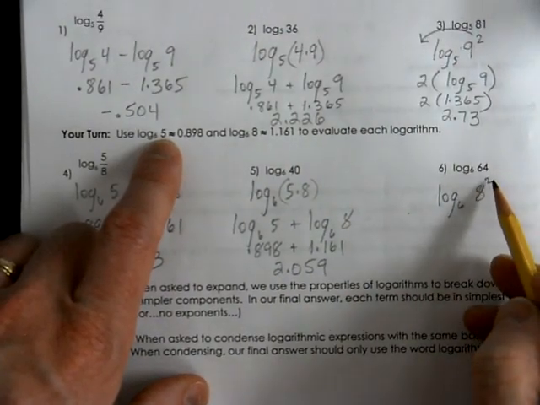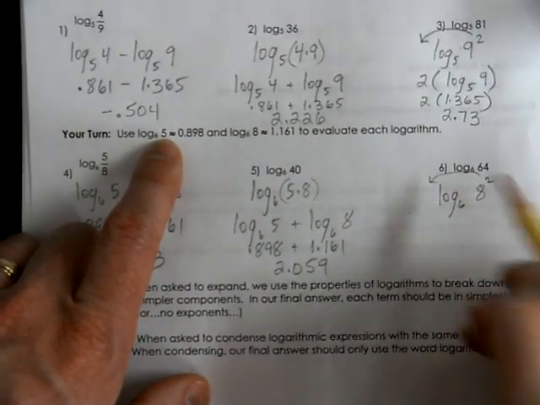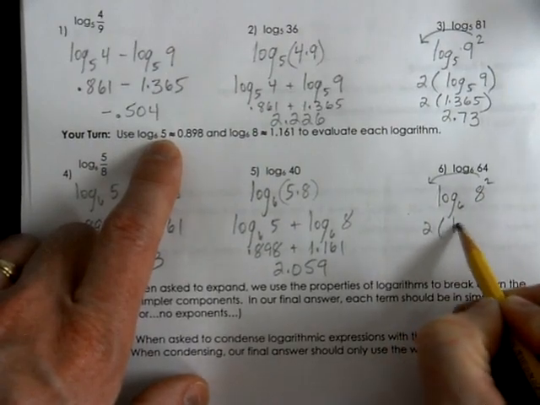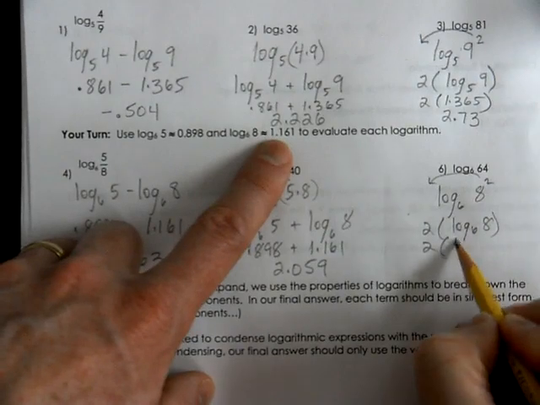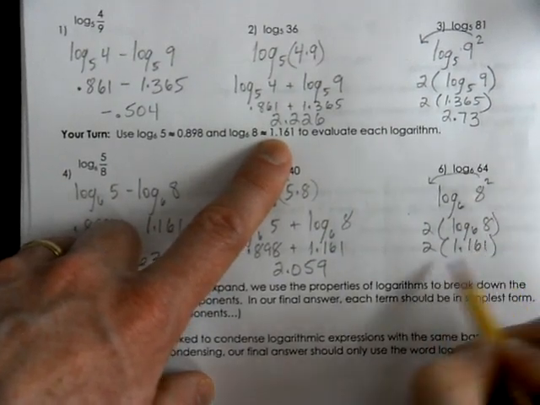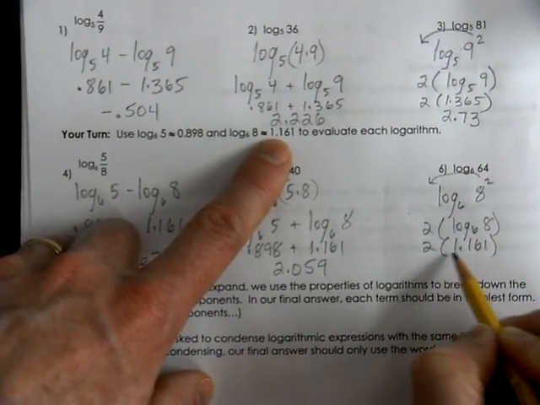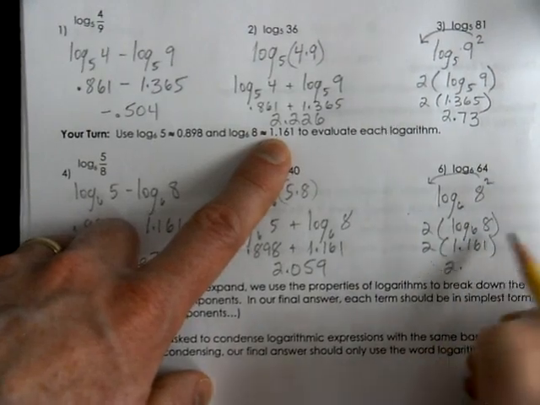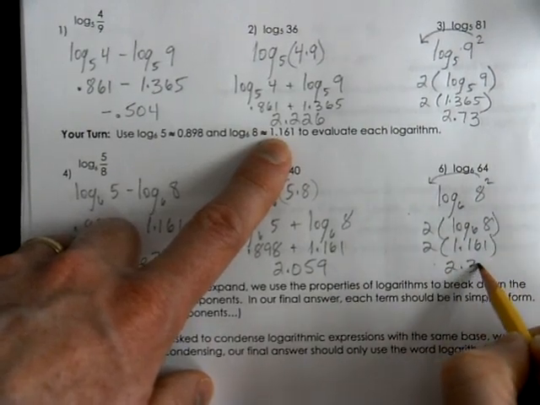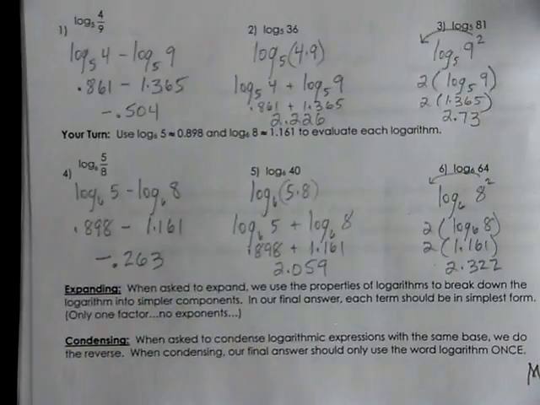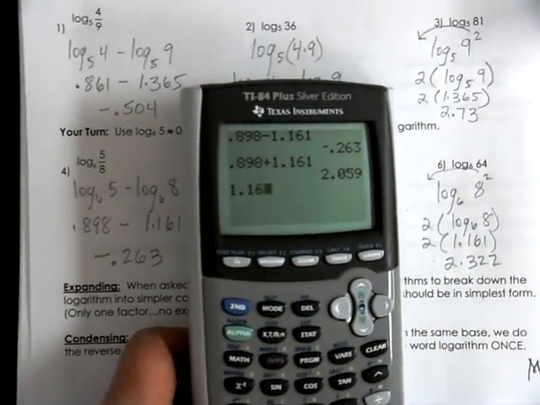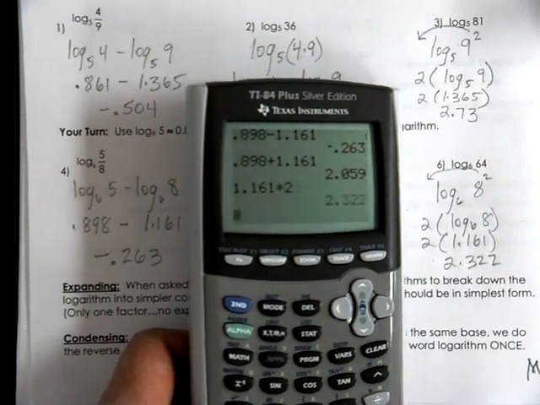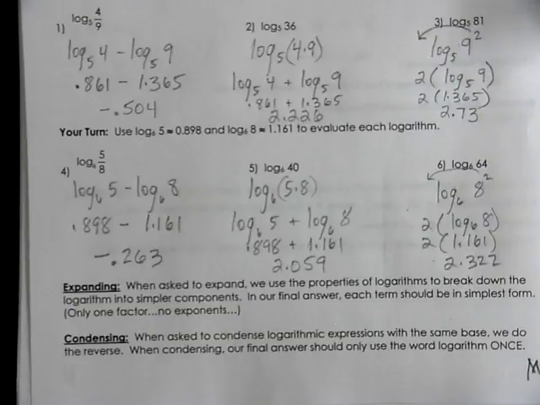I like to use the power property, where I can write that power in front. So it's 2 times 1.161. So that's 2.322. Let's test that theory. 1.161 times 2. There it is.